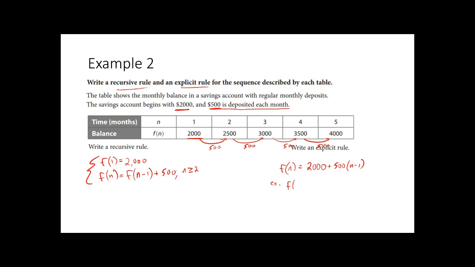Okay, so if you wanted to plug in, for example, if you were to do a table and you wanted to find f of 1, or test this function notation, you would have $2,000, your first term, plus 500, substitute in the 1 for n, and we end up getting 2,000 plus 500 times 1 minus 1, which is 0. Anything times 0 is 0. So f of 1 is literally just 2,000. That's a great way to double check to make sure that you set up the explicit rule correctly.